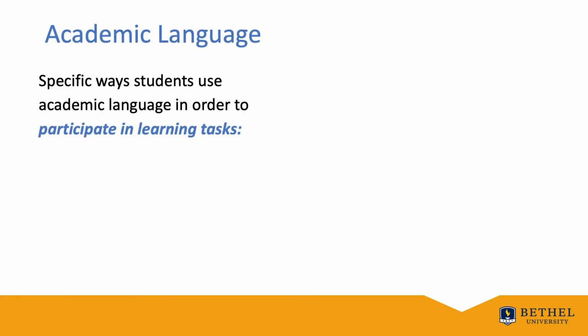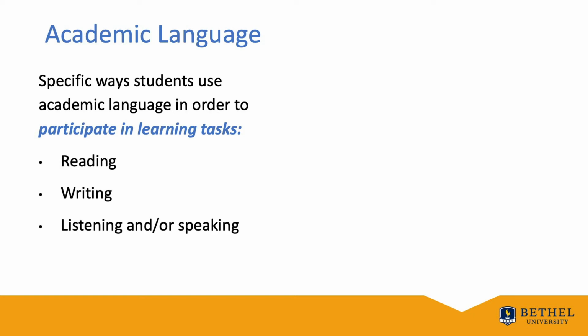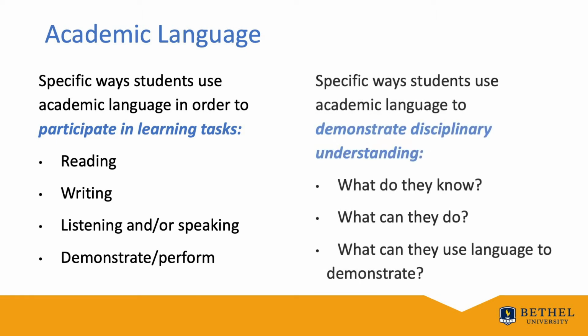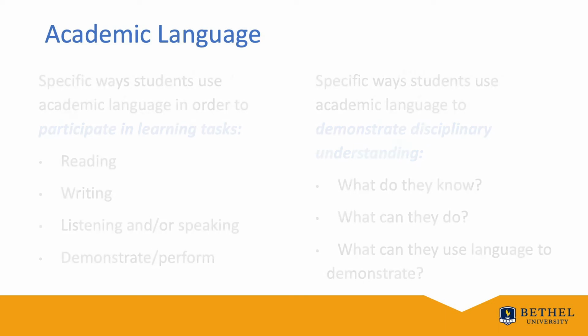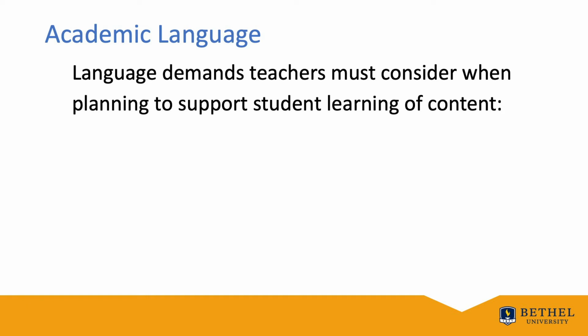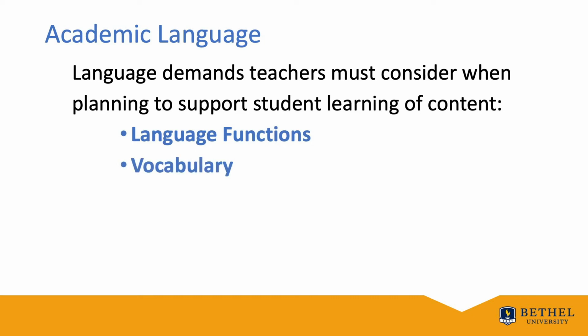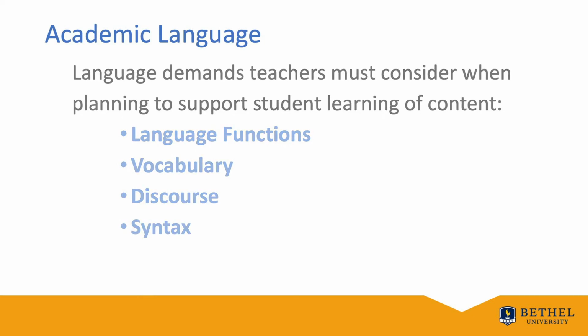Now, there are specific ways students use academic language in order to participate in the learning task. They read, they write, they speak, they view, they listen, they demonstrate, they perform. And as well, there are specific ways they use academic language to demonstrate their disciplinary understanding. Language demands that teachers must consider when planning to support student learning of content include language function, vocabulary, discourse, and syntax, and we're going to unpack those.